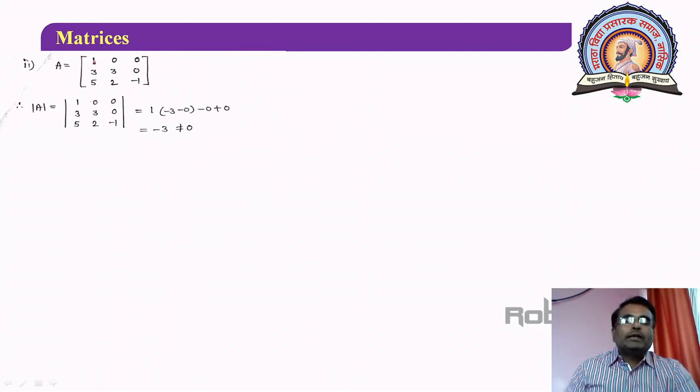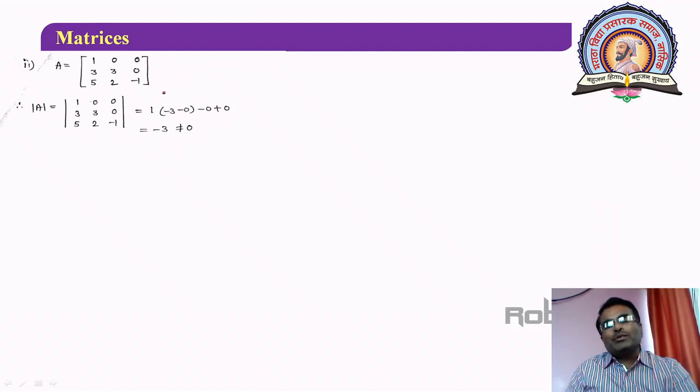Similarly, we will see the next example, that is a matrix of order 3 by 3 consisting of entries 1 0 0, 3 3 0 and 5 2 minus 1. This is a lower triangular matrix. So let us see what happens in case of a lower triangular matrix. Suppose we consider its determinant. We know that for a lower triangular matrix the determinant is equal to the product of diagonal elements. So 1 into 3 into minus 1, it is minus 3.